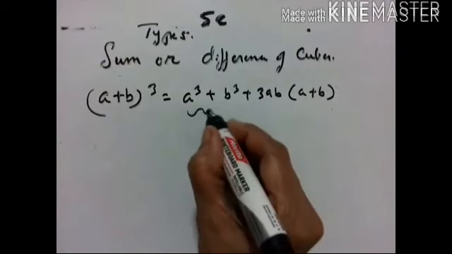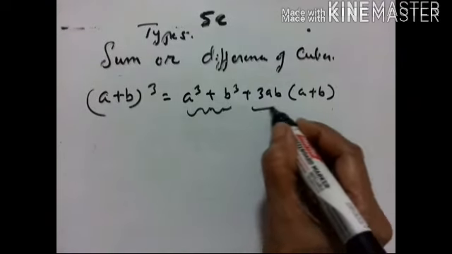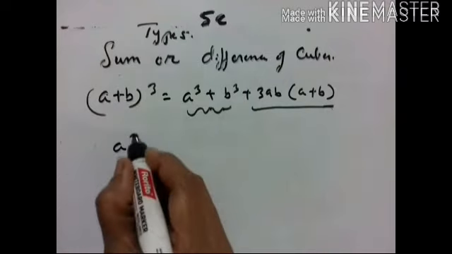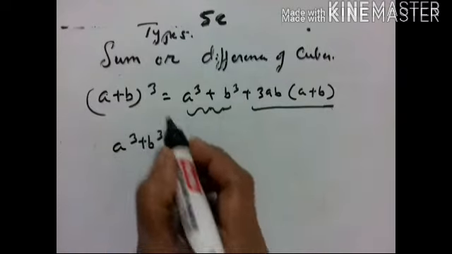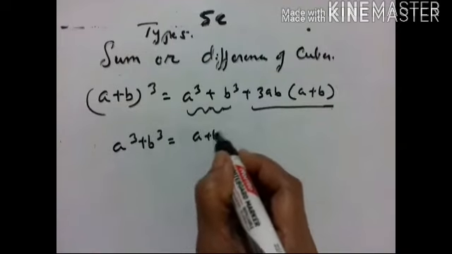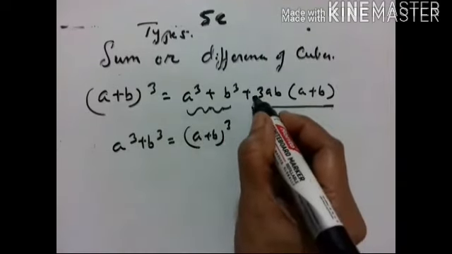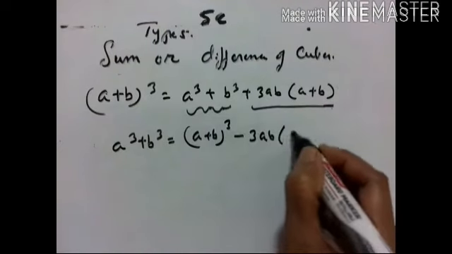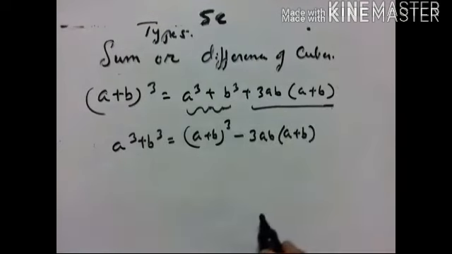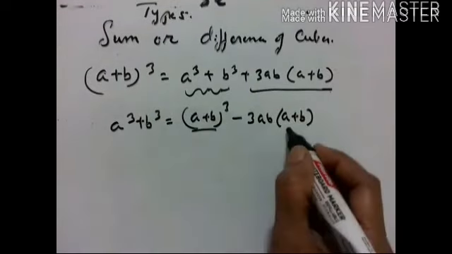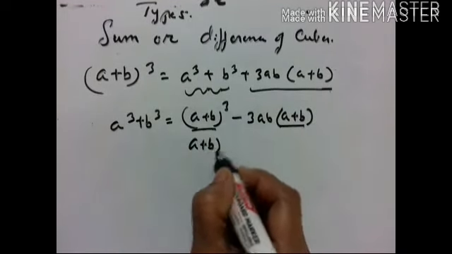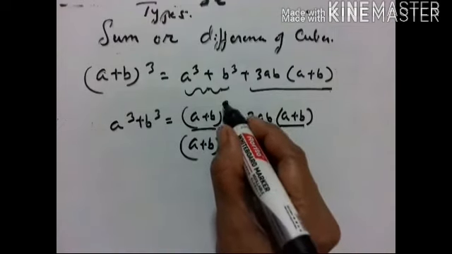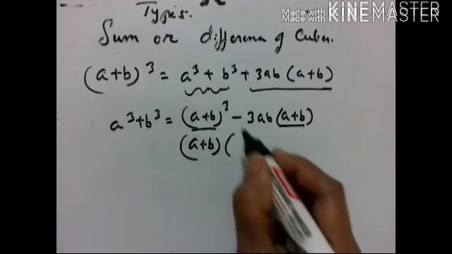If you want the sum of two cubes, then you should transpose this to the other side. So a cube plus b cube is equal to (a + b) whole cube, minus (plus becomes minus when it goes to the other side) 3ab into (a + b). Now here (a + b) is common, so take it out. What remains is (a + b) square; 3 are there, 1 has gone out, so 2 will remain.